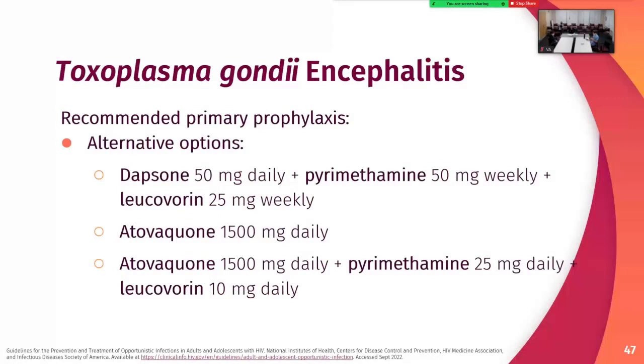For all our alternatives, we can't use dapsone alone to help prevent Toxoplasma, so we will need to use the combination of dapsone, pyrimethamine, and leucovorin, or atovaquone. So these are our 2 that could be used to prophylax against PCP and Toxoplasma, or you could consider atovaquone with pyrimethamine and leucovorin as well.